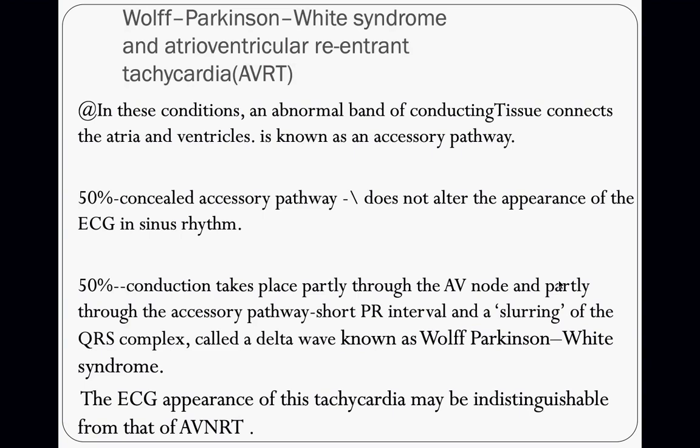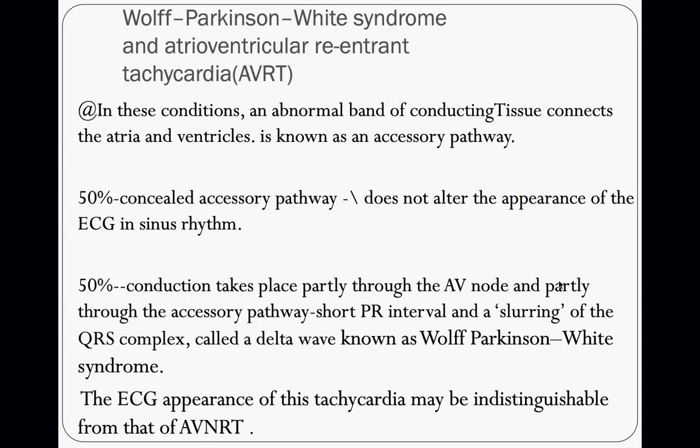In 50% of cases, the concealed accessory pathway does not alter the appearance of the ECG in sinus rhythm. In the other 50%, conduction takes place partly through the AV node and partly through the accessory pathway. So it will produce a short PR interval and a slurring of the QRS complex called a delta wave, known as Wolff-Parkinson-White syndrome. The ECG appearance of this tachycardia may be indistinguishable from AV nodal re-entry tachycardia.